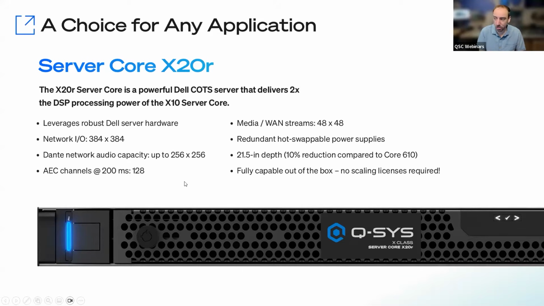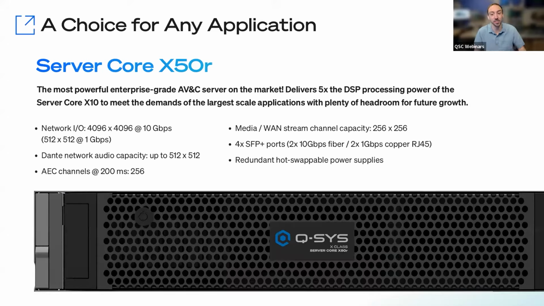Finally, the last server core to talk about is the X50R. So the X50R is our newest addition to our core portfolio. This is a successor to the 5200, which if you've never used a 5200 on a project before, is a massive core that has a massive amount of horsepower, and we decided that it needed an upgrade. So this thing is a beast.